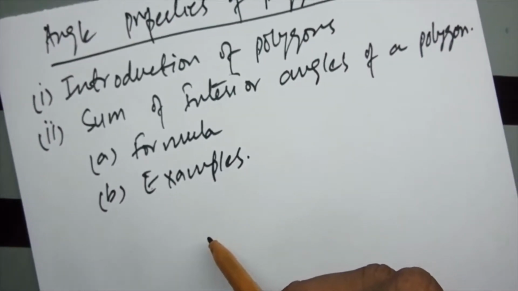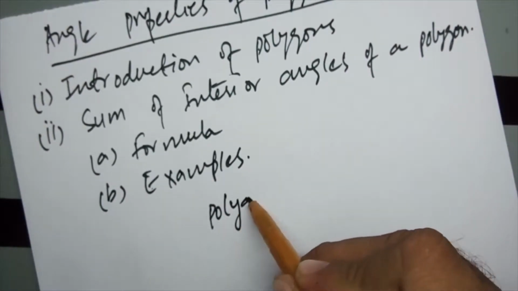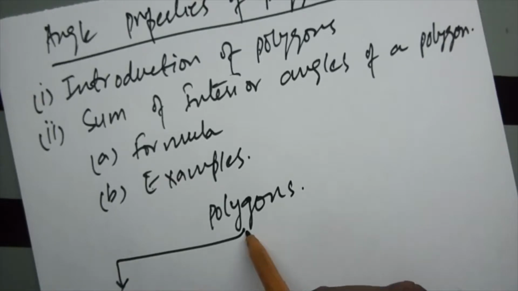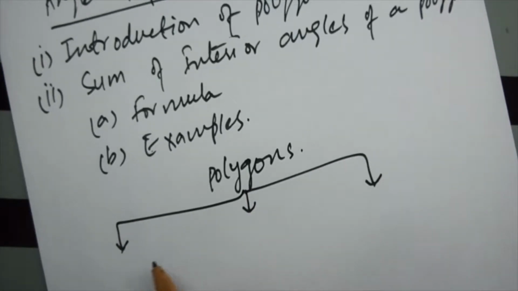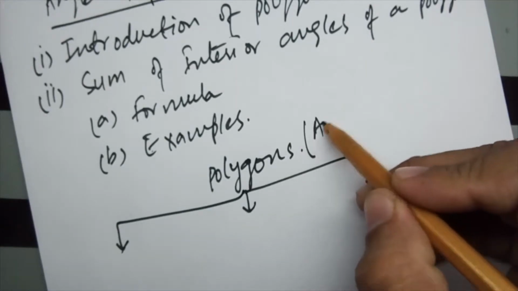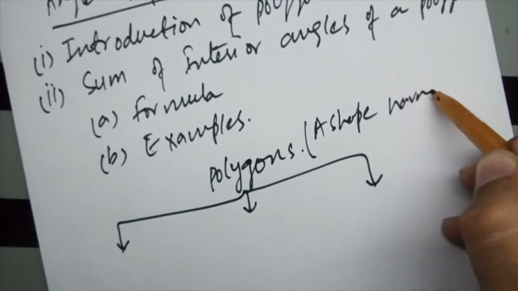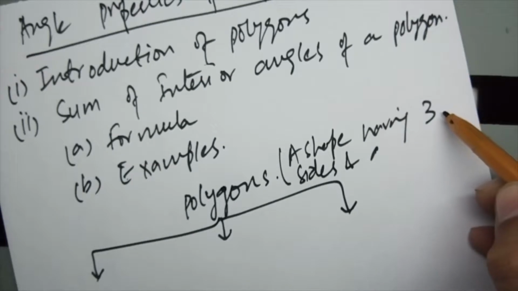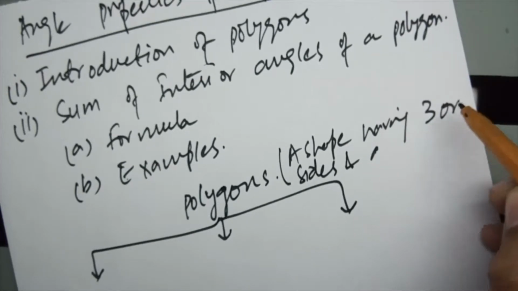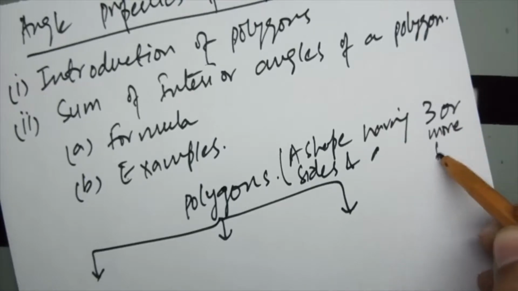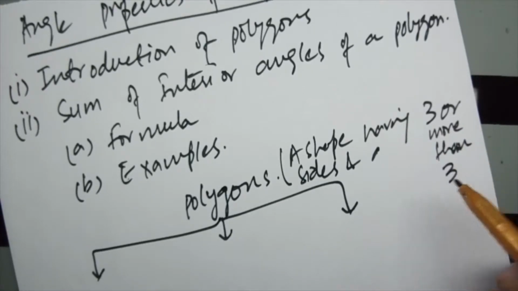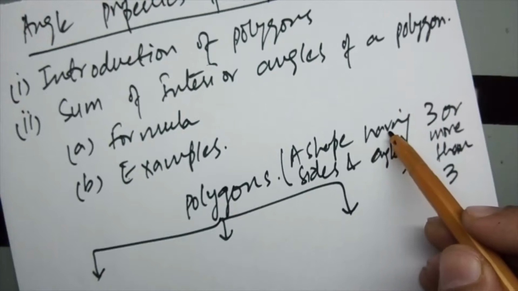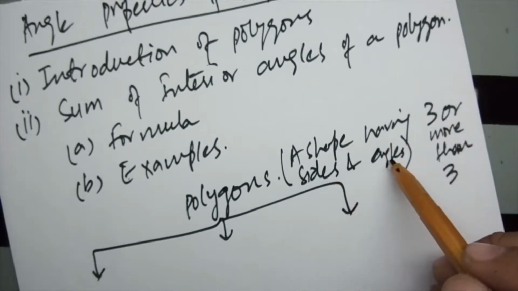so first of all, I want to tell you what is polygons. So actually, polygons is a shape having three sides and three or more than three sides and angles. Okay, a polygon is a shape having three or more than three sides and angles.